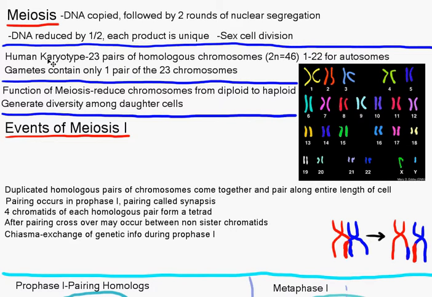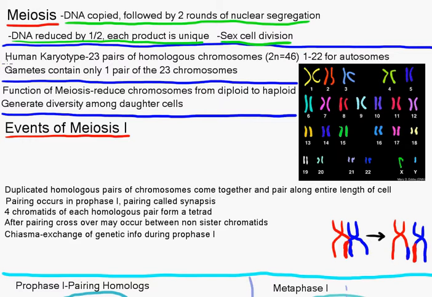Okay, so meiosis, the DNA is copied, followed by 2 rounds of nuclear segregation, and I will try and follow along with this highlighter here just to help you guys out. The DNA is reduced by 1/2, so that means that each product is unique, and meiosis is found in sex cell division. So I feel like for people to understand this, they need to get a rough idea of what we're looking at.